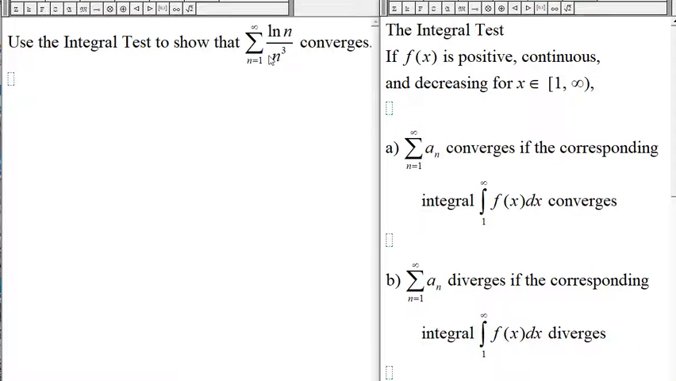We have the infinite series of natural log of n divided by n to the third, and we want to use the integral test to show that this infinite series converges. And once again, if we want to use the integral test to show that this series converges, then we need to show that the corresponding integral of f of x dx, this integral right here, converges.